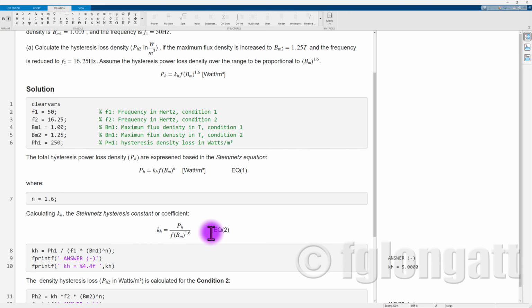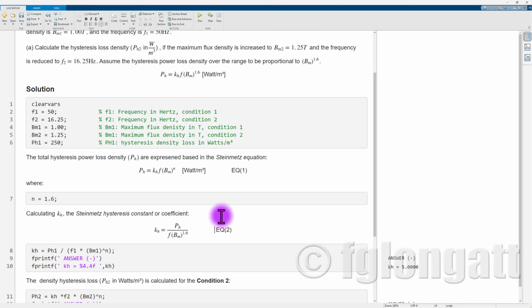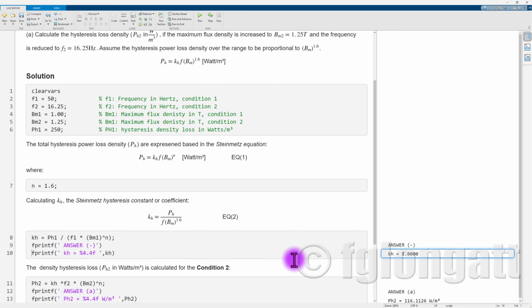And you can see over here that doing so, we obtain this amazing equation number 2. And over here, you can see that the equation says that we are dividing 250 watts by the frequency that is in the first condition, 50 Hertz and 1 Tesla. And remember, the exponent is 1.6. So from there it is simple to see that KH is 5.0.